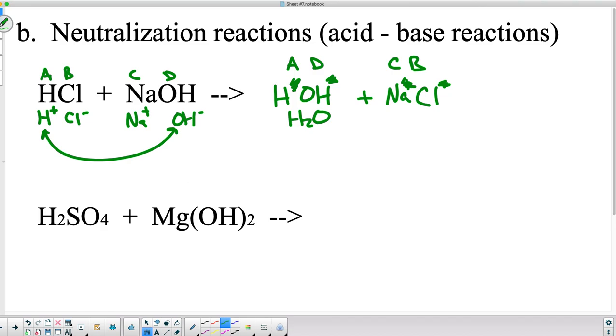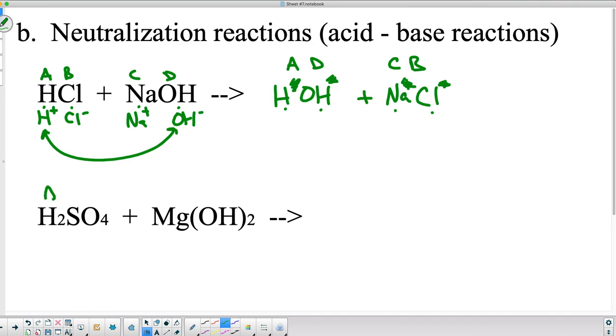Because I go back to balance, I'm going to get rid of the H2O because sometimes that gets confusing. I got one H on the left-hand side, one H on the right-hand side. I got one Cl, one Na and one Na, and one OH and one OH. So that's already balanced. That's an example of a neutralization reaction where I'm producing water, okay?